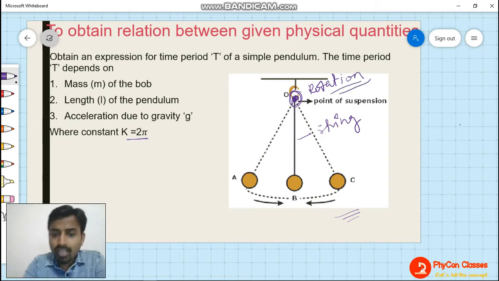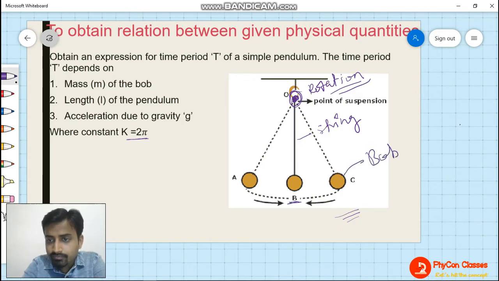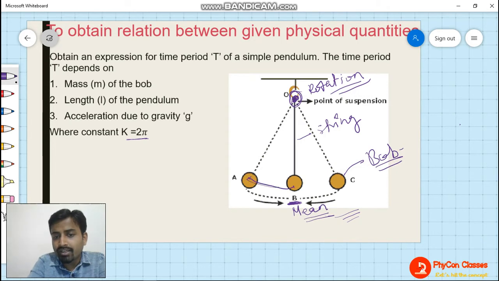Now, here what happens, if you leave it, this is called the string and this one is called the bob. Now, if you leave the pendulum, then it will be at the mean position, that is point B. Point B is also called the mean position. Now, if you bring it to point A and release, what will happen? It will move towards B, and then reach point C, and then again come back to B, then A, and this kind of motion will continue.